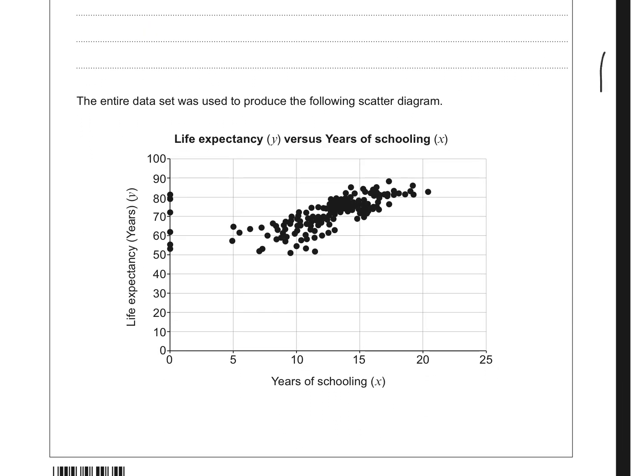Okay, then we've got even more information and lots of information here. So the entire data set was used to produce the following scatter diagrams. Years of schooling, life expectancy. So we can see we've got a similar sort of shape going on here. Generally, we've got a line of best fit or regression line that works. That looks pretty good, I'd say, for the data. However, I've got a bunch of things over here, which I suspect is what the next couple of questions might be about. But let's have a think. Let's move on.